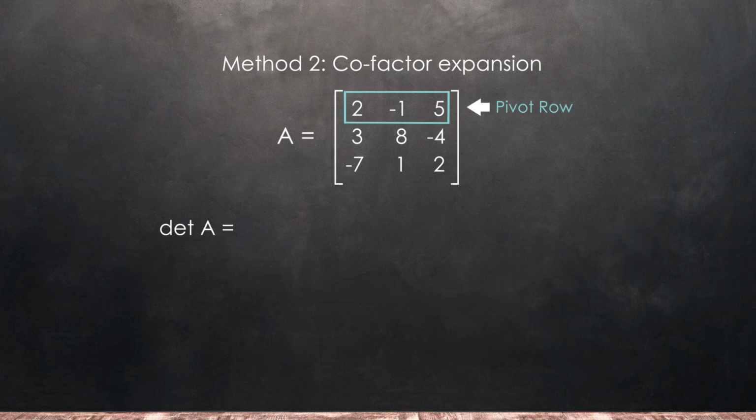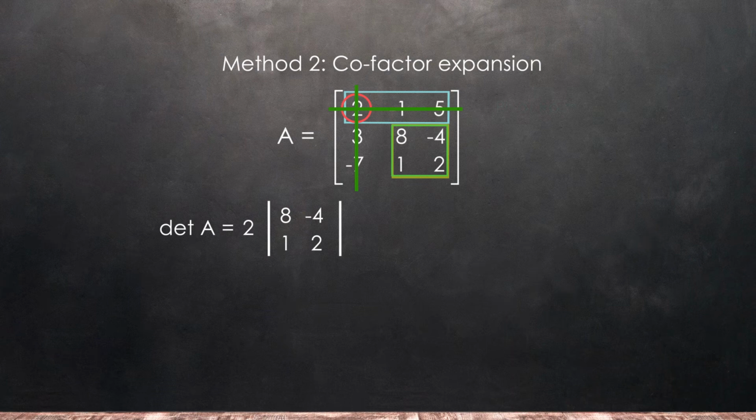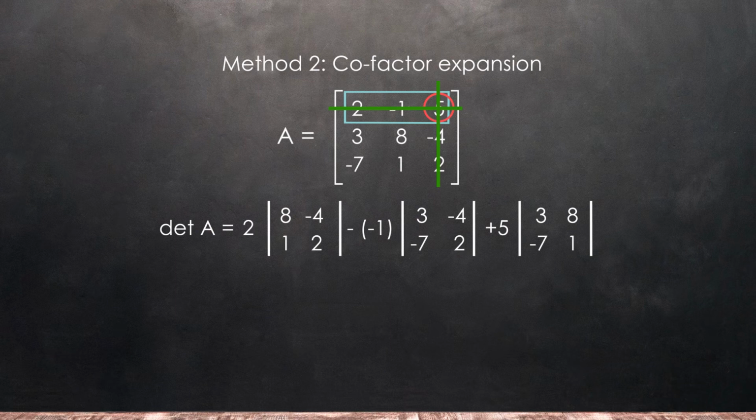We will go through this pivot row 1 entry at a time. The determinant of A will be equal to the first entry in our pivot row, times the determinant of the matrix that's left over when we cross out the row and the column the 2 is in, minus the second entry in the pivot row, times the determinant of the matrix that is left over after crossing out the row and the column the -1 is in, plus the third entry in the pivot row times the determinant of the matrix that is left over after crossing out the row and column the 5 is in.